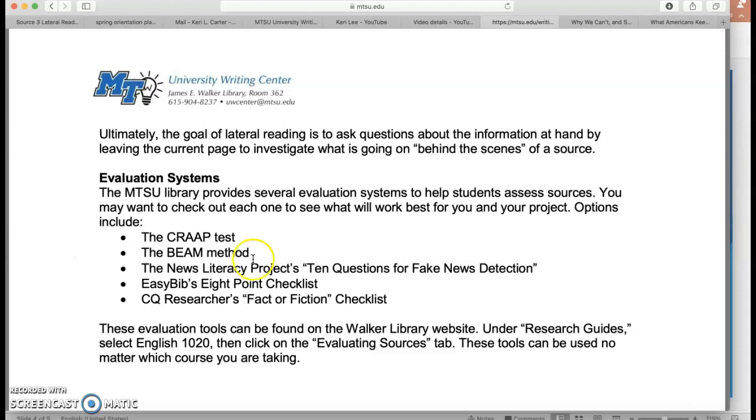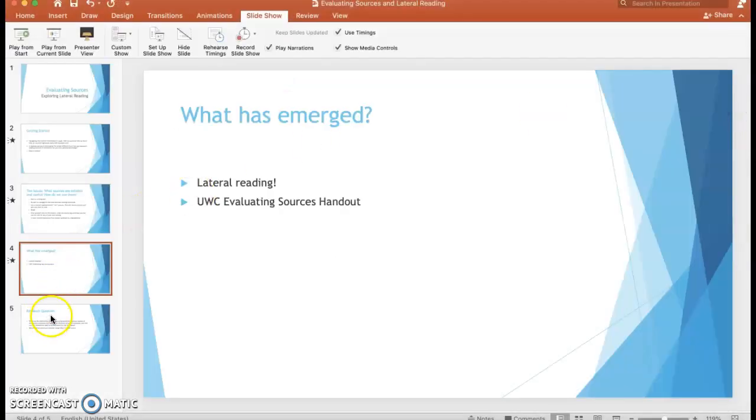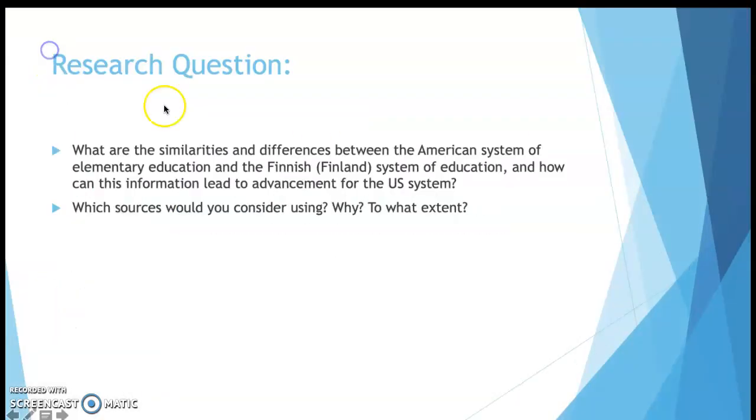Now there's other evaluation systems that you may have heard of. The MTSU library provides several different methods for this, and you can look at these under research guides under that English 1020 section. But the idea is all the same here. You really have to stop and think about what's going on behind the scenes. So let's return here for just a second.